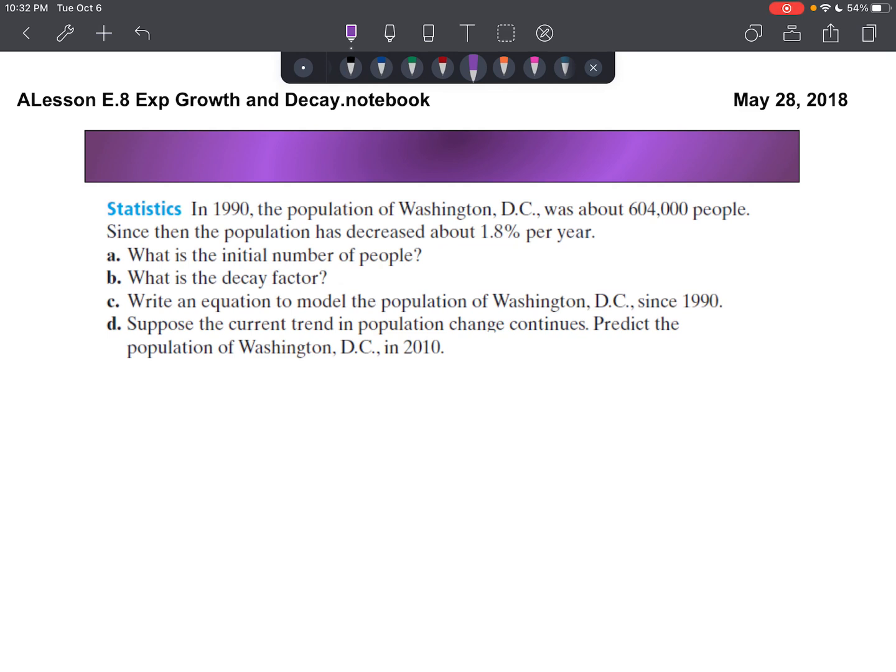What's the initial number of people? What's the decay factor? Write an equation and then predict the population in 2010. Go ahead and press pause and see if you can come up with the answers to these 4 questions. When you're ready to check your answers, go ahead and press play.